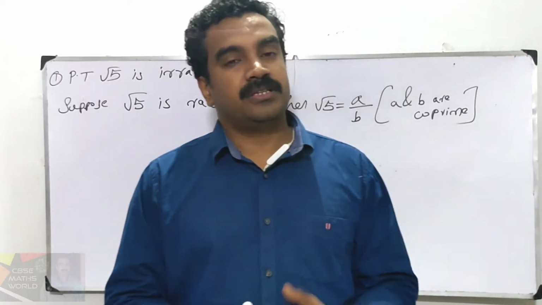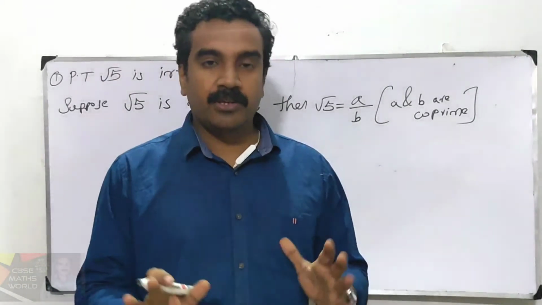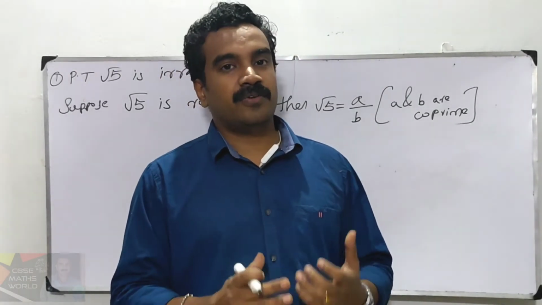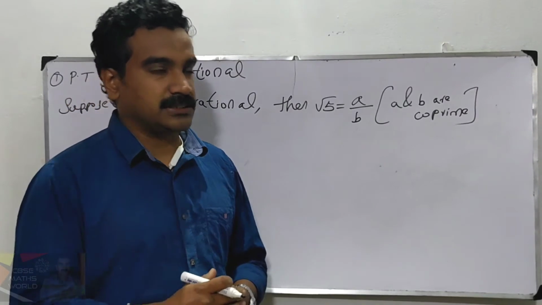Students, the first question. What is the first question? First question is prove that root 5 is irrational. We know root 5 is irrational, but theoretically we want to prove it. We want to prove that root 5 is irrational.